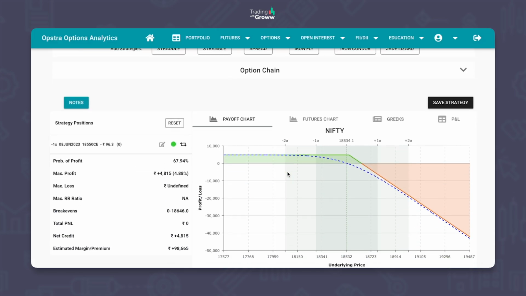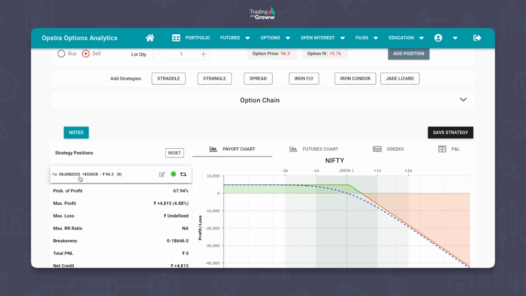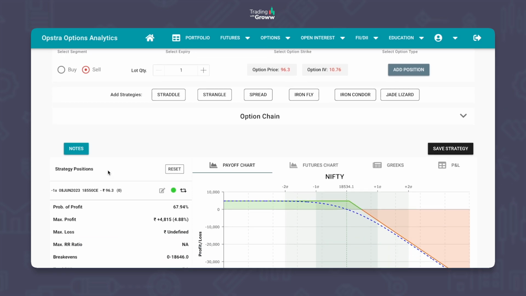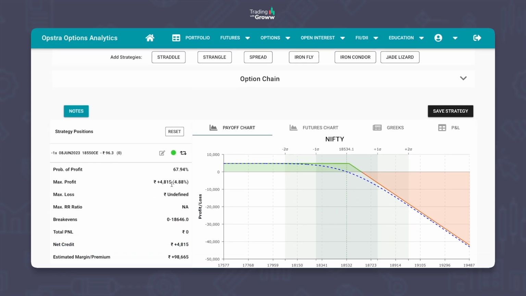Now, as you can see, the next expiry is on June 8, and currently it is June 4th. So what happens is, in the next 4 days, if the market doesn't cross beyond 18,550, if the market continues to trade below this level, then you make a profit of around 4,800 rupees, where you're paying a margin of 98,000. So you're paying almost 1 lakh to make almost 4% returns. The probability of profit here is almost 67%.